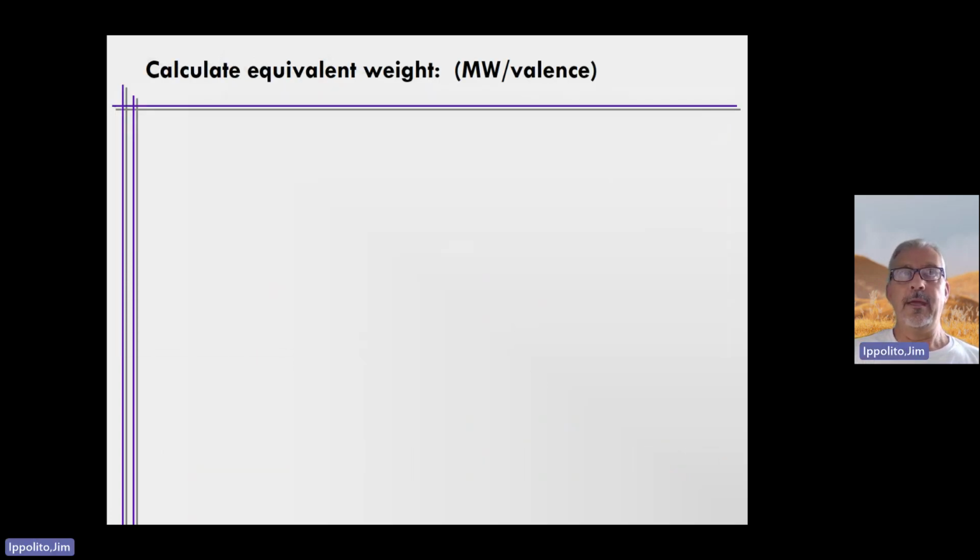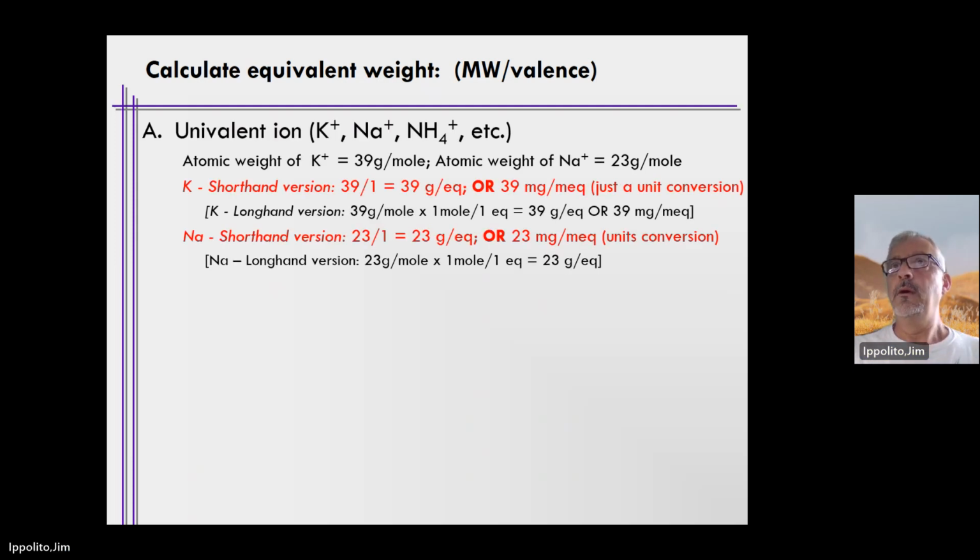So how do we calculate equivalent weight of any ion? And in this case, we're talking about positive ions, right? Simply the molecular weight divided by the valence of that ion. And this is what we do. For univalent ions, ions of +1 charge, potassium, sodium, ammonium, etc., anything with a +1 charge, you determine the atomic weight by going to the periodic table. You don't determine it, you look it up. In this case, potassium is 39, sodium is 23.